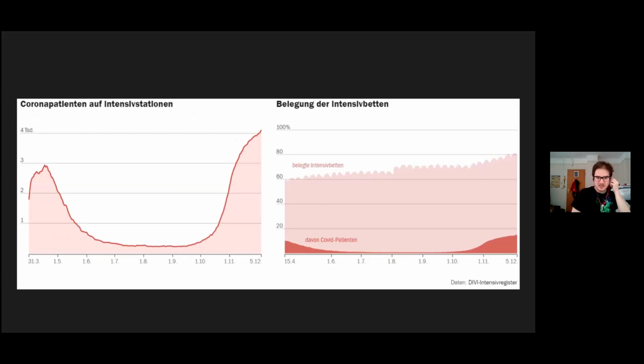An interesting question is to see how flat the curve is in Germany. Specifically, the slide on the left is showing how many intensive care units are used in Germany, about 4,000 for COVID patients, which represents at the moment only about 15% of the total number of intensive care units available for the German populace. Next slide.